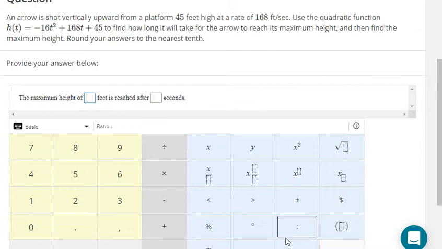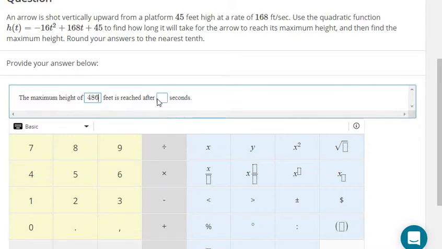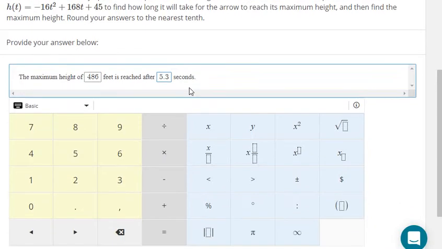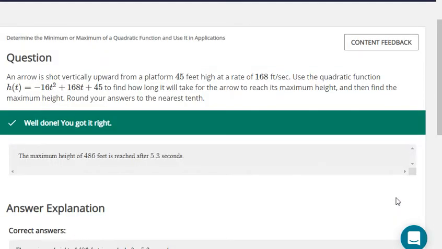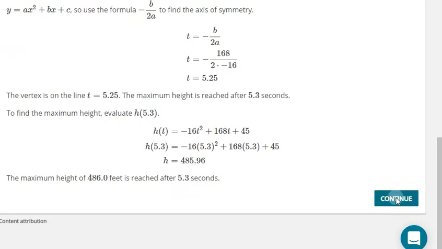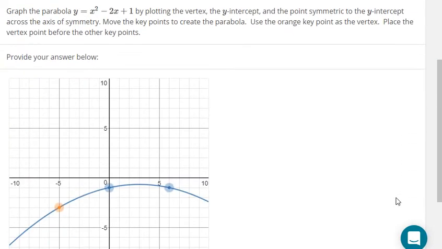You know, I think I remember having problems with this one before. 486 after 5.25. So I'll call that 5.3 seconds. Like I said, I think I remember having problems with this one. Oh, phew, got it right. All right. Last one for graphing, and then we'll be done with this section.